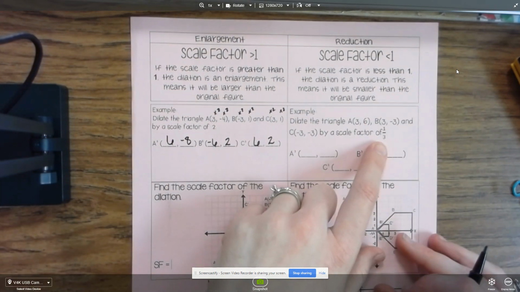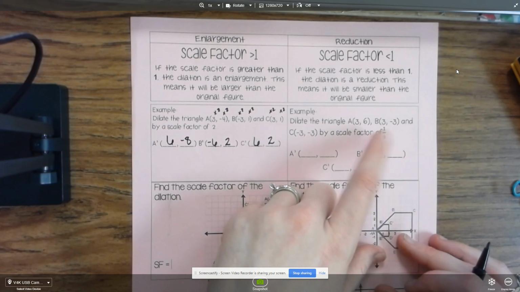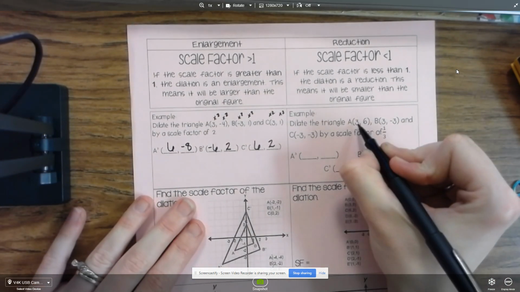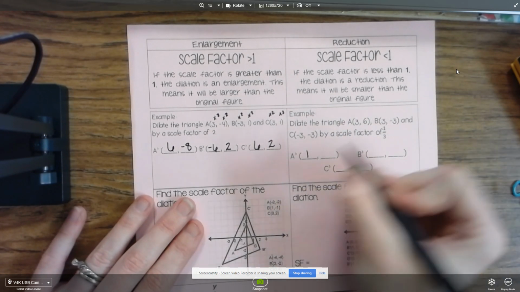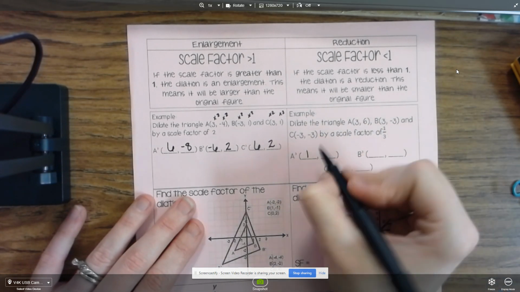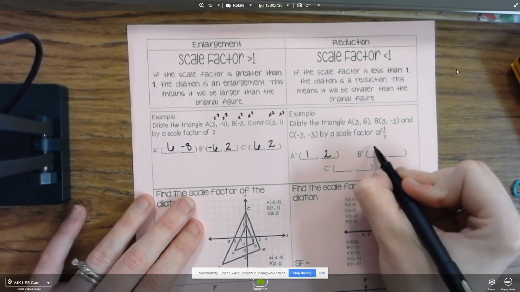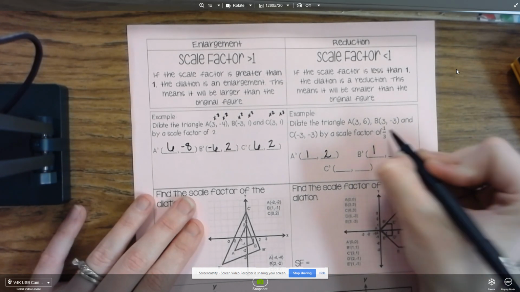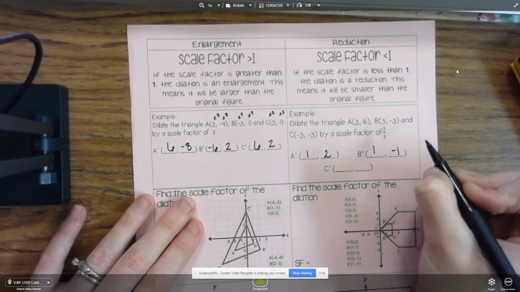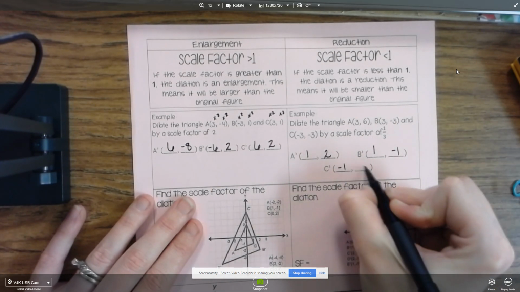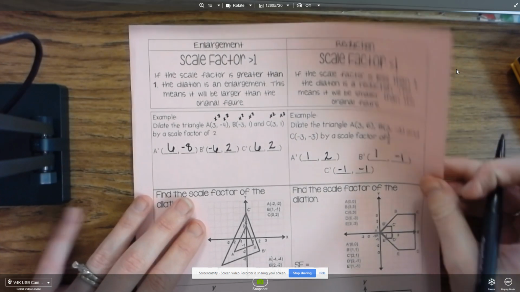So this time we're going to dilate by a scale factor of 1/3. So we can either multiply by a third or we can divide by 3. So 3 divided by 3 gives me a 1. 6 divided by 3 gives me a 2. 3 divided by 3 gives me a 1. Negative 3 divided by 3 gives me a negative 1. And so the negative 3 divided by 3 would be negative 1 and negative 1.